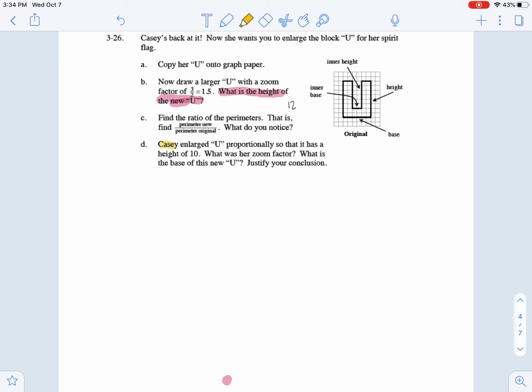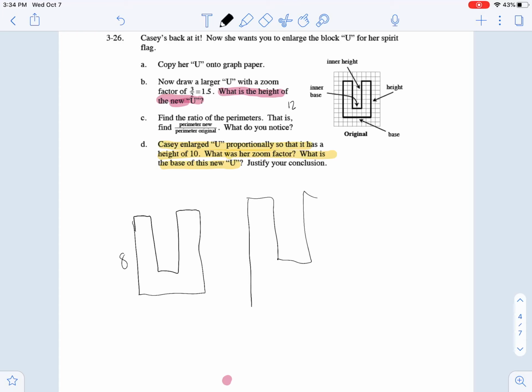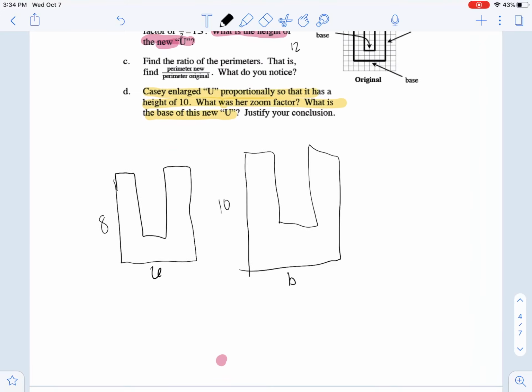Let's look at the last one. Casey enlarged U proportionally so that the height was 10. What was her zoom factor and what was the new base? Well, if this is her original, her height of her original was 8. She made a bigger one where the height was 10. Her original base was 6. I want to know what her new base is, and I want to know what her zoom factor is.